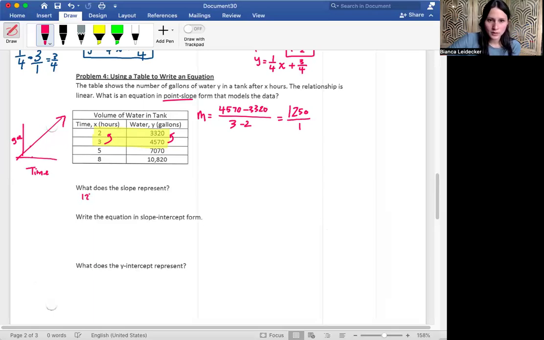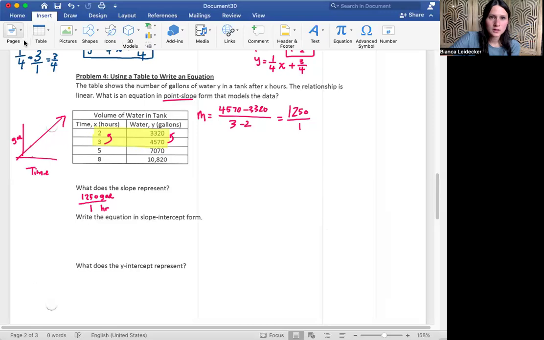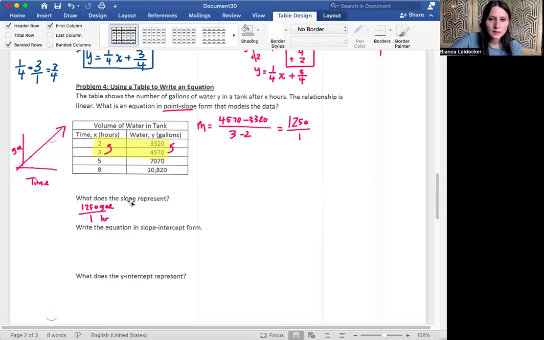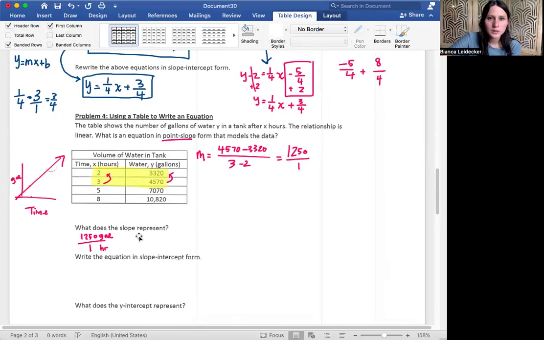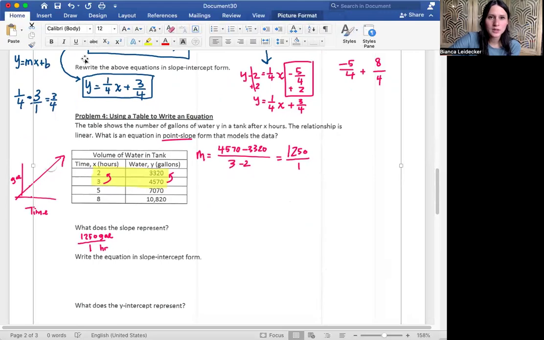So we look at this. It is gallons per 1 hour. So let's see if I can write, oh, no, not working for me. I wonder if there's a way I can type it.